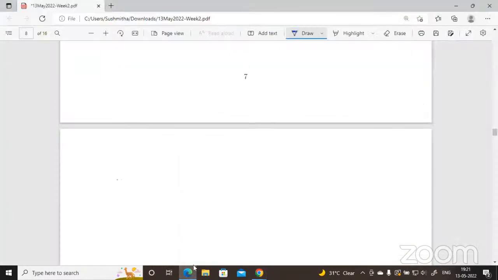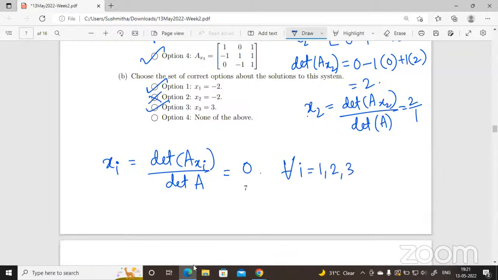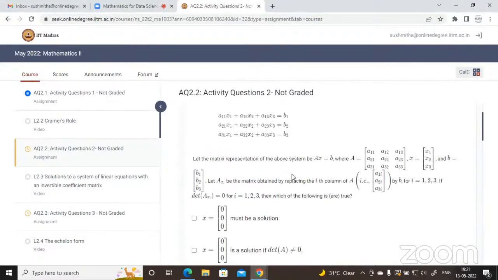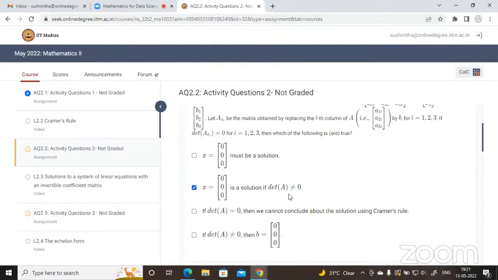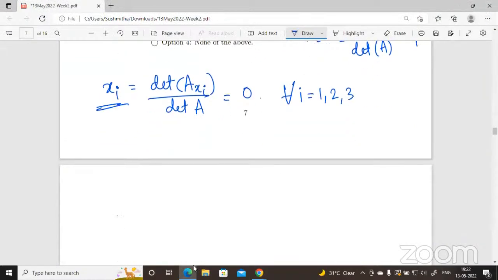Okay. So do you agree that the solution xi is determinant of AXi by determinant of A? This is 0 for all i. Agree? Yes. So 0 is a solution. Determinant of A not 0 is not given. Okay, fine. So this is a solution if determinant of A is not 0, right? Yes. So if determinant of A is 0, we cannot conclude anything using Cramer's rule. Now suppose determinant of A is not 0.